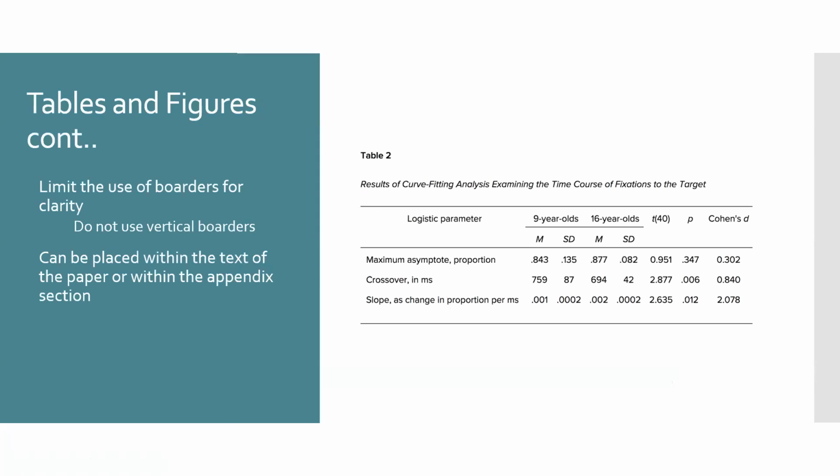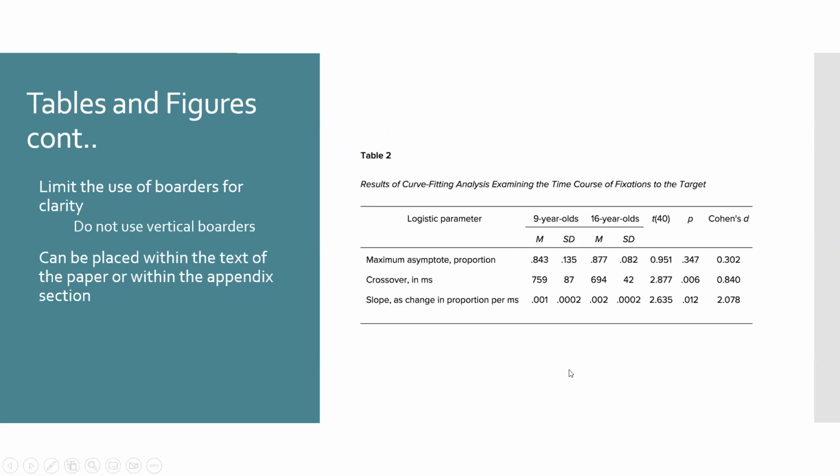So, tables and figures continued. This is an example of what I'm talking about. Here we have our number. It's bold, table 2. Right underneath, we have results of curve fitting analysis examining time course fixations to the target. Sounds super fancy. And that's italicized. From there, we have our headers: logistic parameters, 9-year-olds mean and standard deviations, 16-year-olds mean and standard deviations. These are the heads of the columns describing what the columns or rows underneath are saying. And then from there, you have the body of your actual table here.